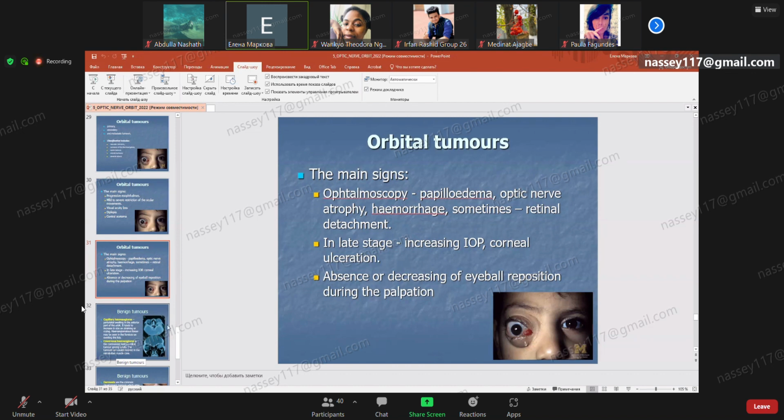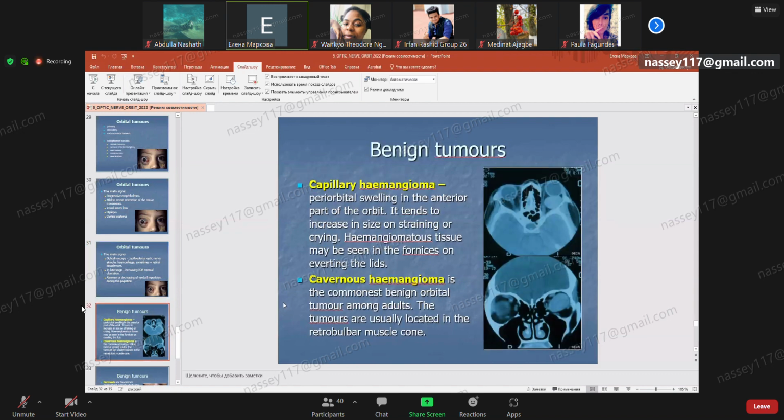And it's very important to determine the type of orbital tumors, benign or malignant. Speed of tumor growth can help. Benign tumors grow slower than malignant. Look here, benign tumors. The main benign tumors of the orbit are dermoid cyst, hemangioma, and osteoma.